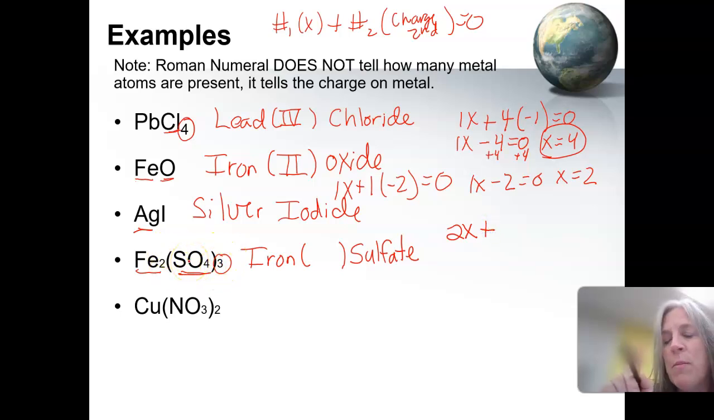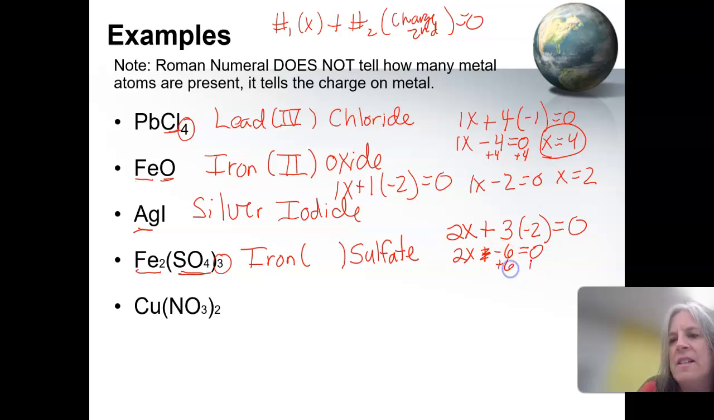You only have more than one polyatomic ion if there is a parentheses with a number outside. So this is 3 times the charge of sulfate from the periodic table. So we go find sulfate. We see that's a -2. That equals 0. All right. So we got 2x plus 3 times a -2, right? Well, that would be -6. So let's just write -6 equals 0.